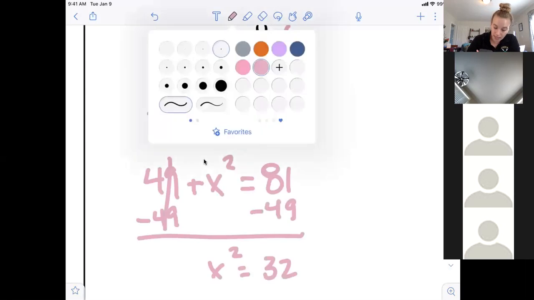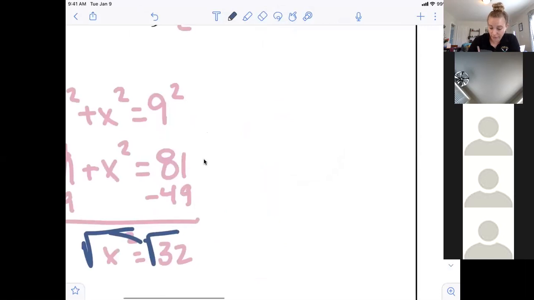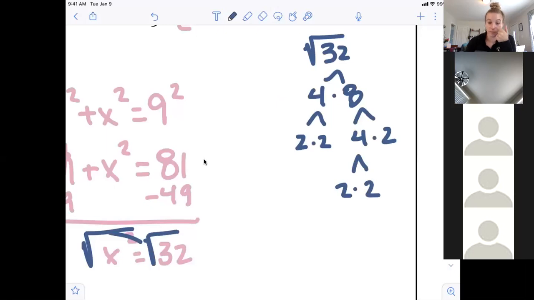Okay, square root both sides, get rid of that square with the x. Ooh, I already know 32 is not a perfect square, so I'm going to do a little factor tree off to the side. So 32. Factoring that down, okay, I know that 32 is 4 and 8, and 4 becomes 2 and 2, and 8 becomes 4 and 2, and then 4 becomes 2 and 2. Okay. I'm going to do this real slowly because I assume you were not doing factor trees over spring break, which is okay.